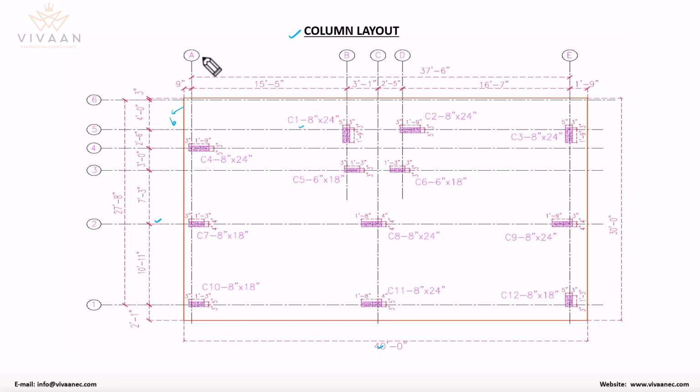So basically we are going to use these grids to properly position our columns. One of the main important things is that there is a misconception among clients. They'll ask for a design for G plus 2, ground floor and 2 floors, and they'll construct the building, and then they'll go for 2 more floors extra.